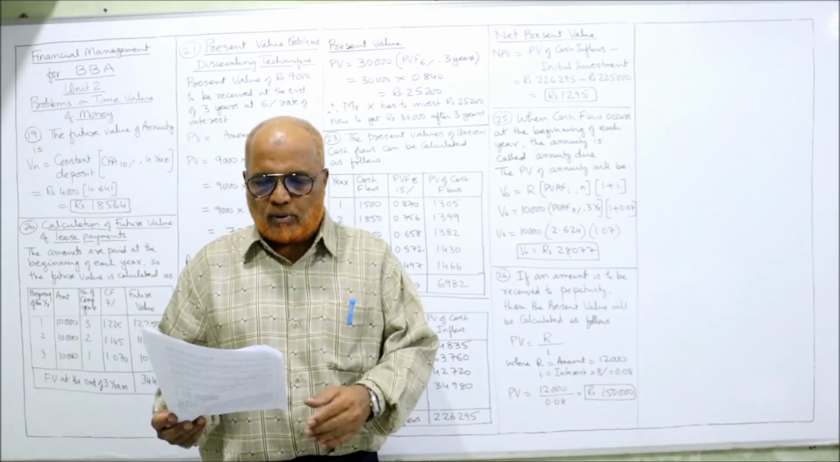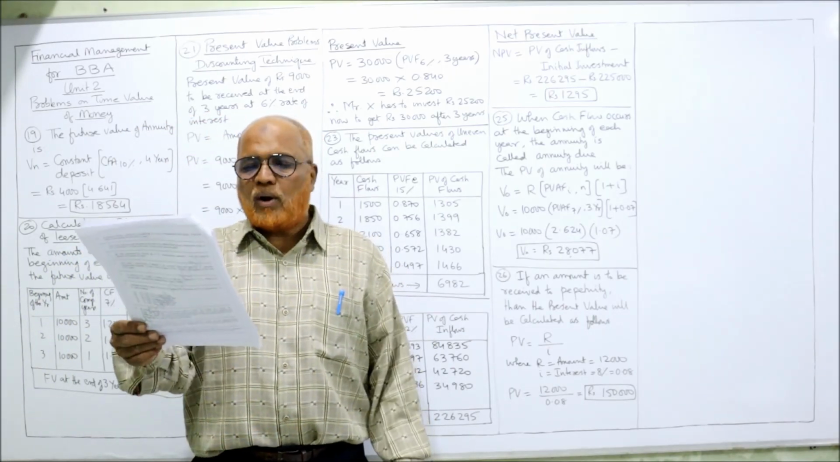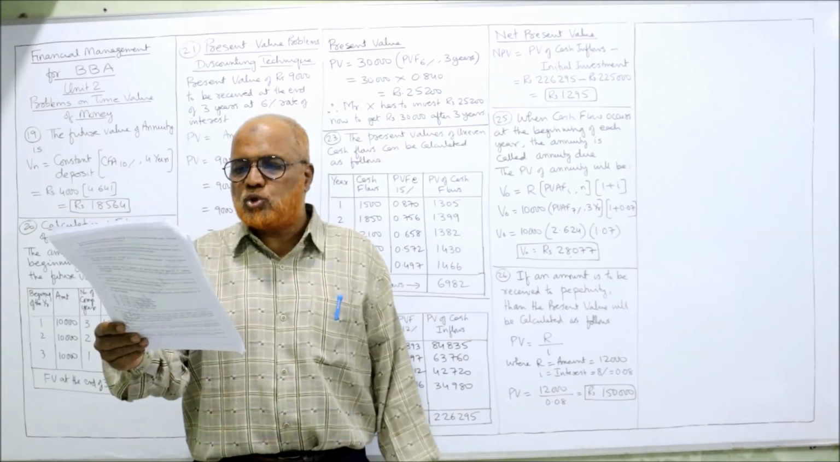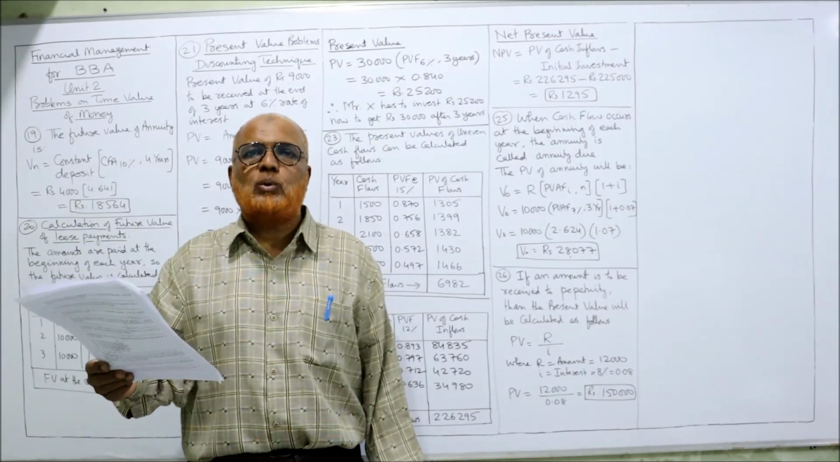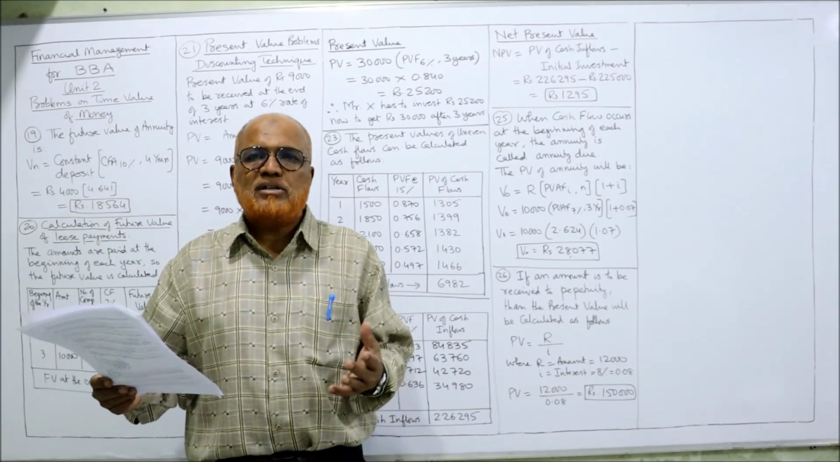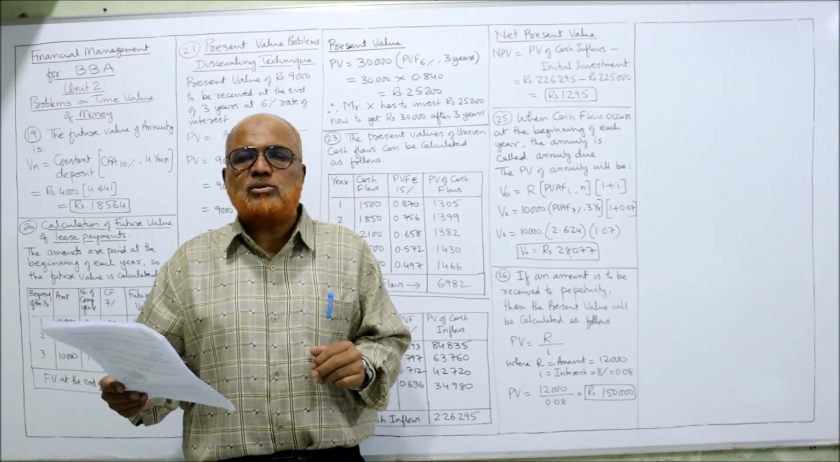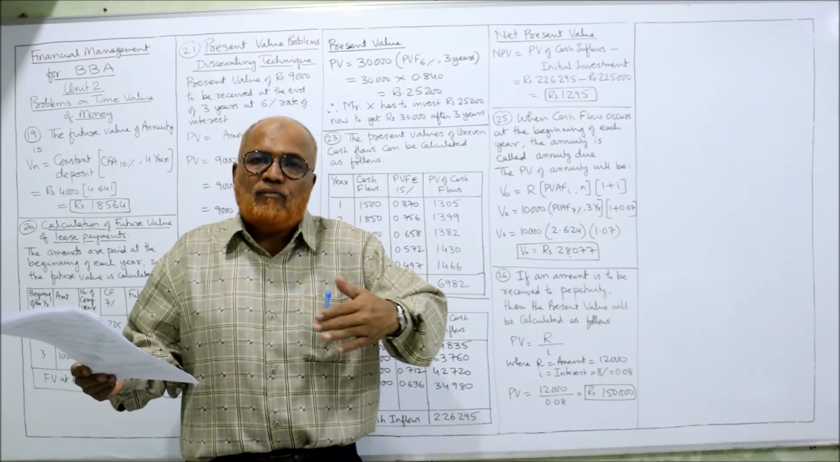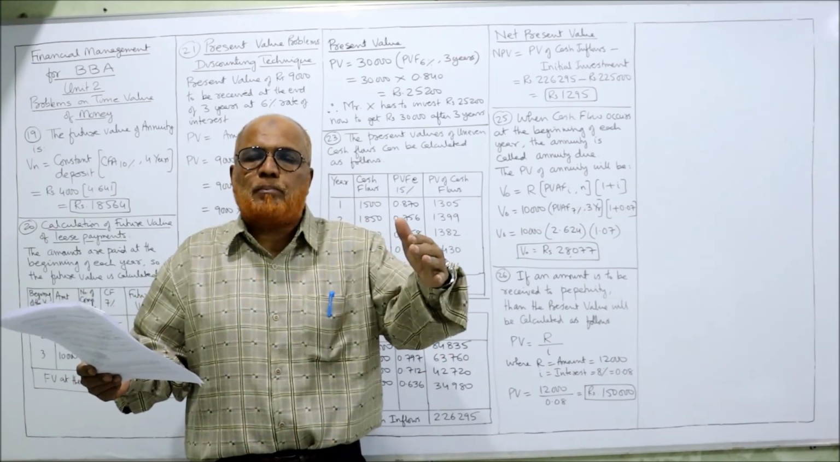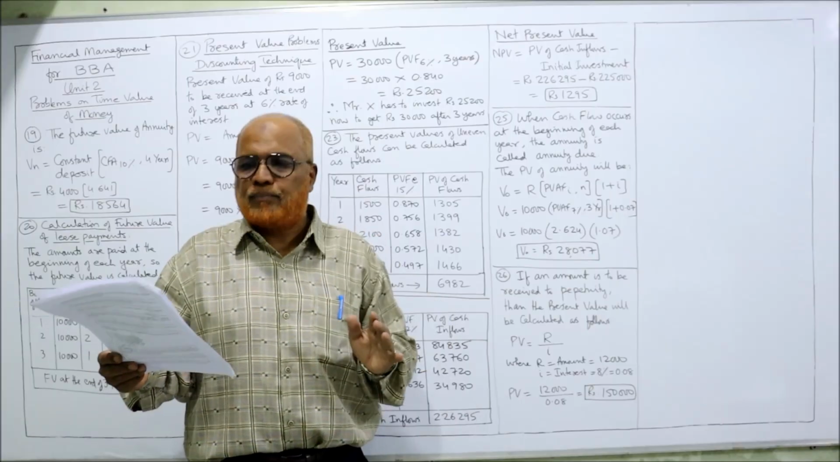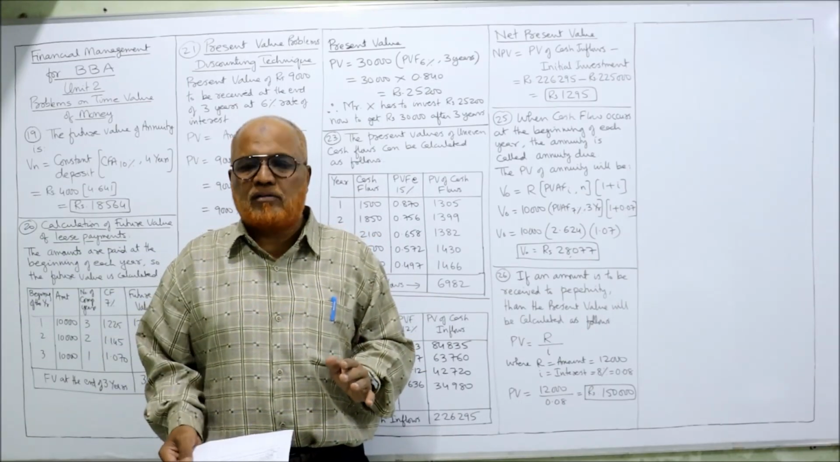Last and final problem, 26th problem. What is the present value of 12,000 to be received in perpetuity? Perpetuity means no period. For how many years we are going to receive 12,000? Not given. But every year we are going to get 12,000. Perpetuity, continuity, forever, at 8% interest.